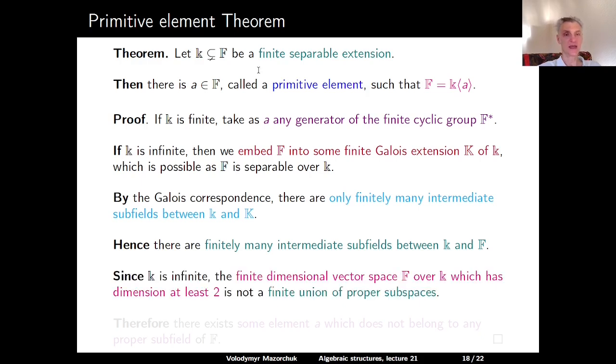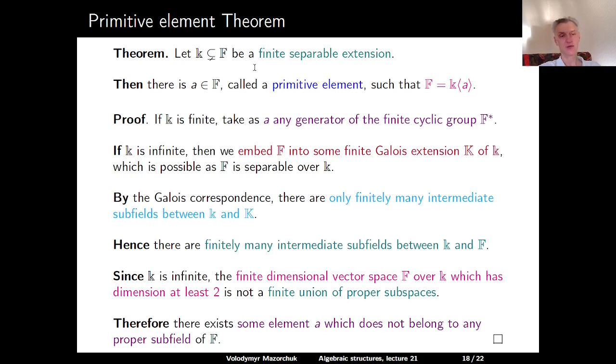And since our field K is infinite, and capital F has dimension at least 2 over K, we cannot write this finite dimensional vector space capital F over K as a finite union of proper subspaces. And therefore, there is an element A in capital F which doesn't belong to any proper subfield of F. And this proves the primitive element theorem.